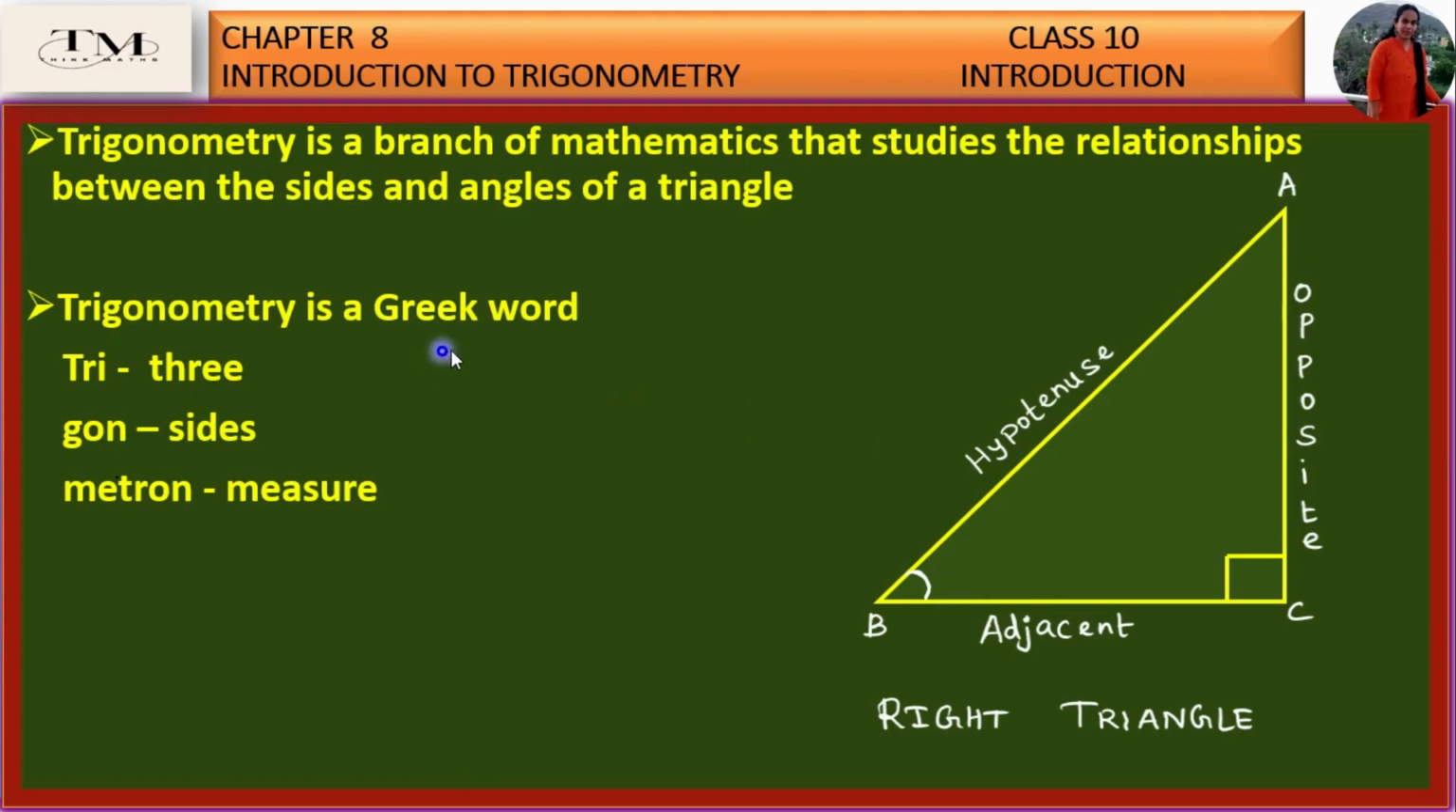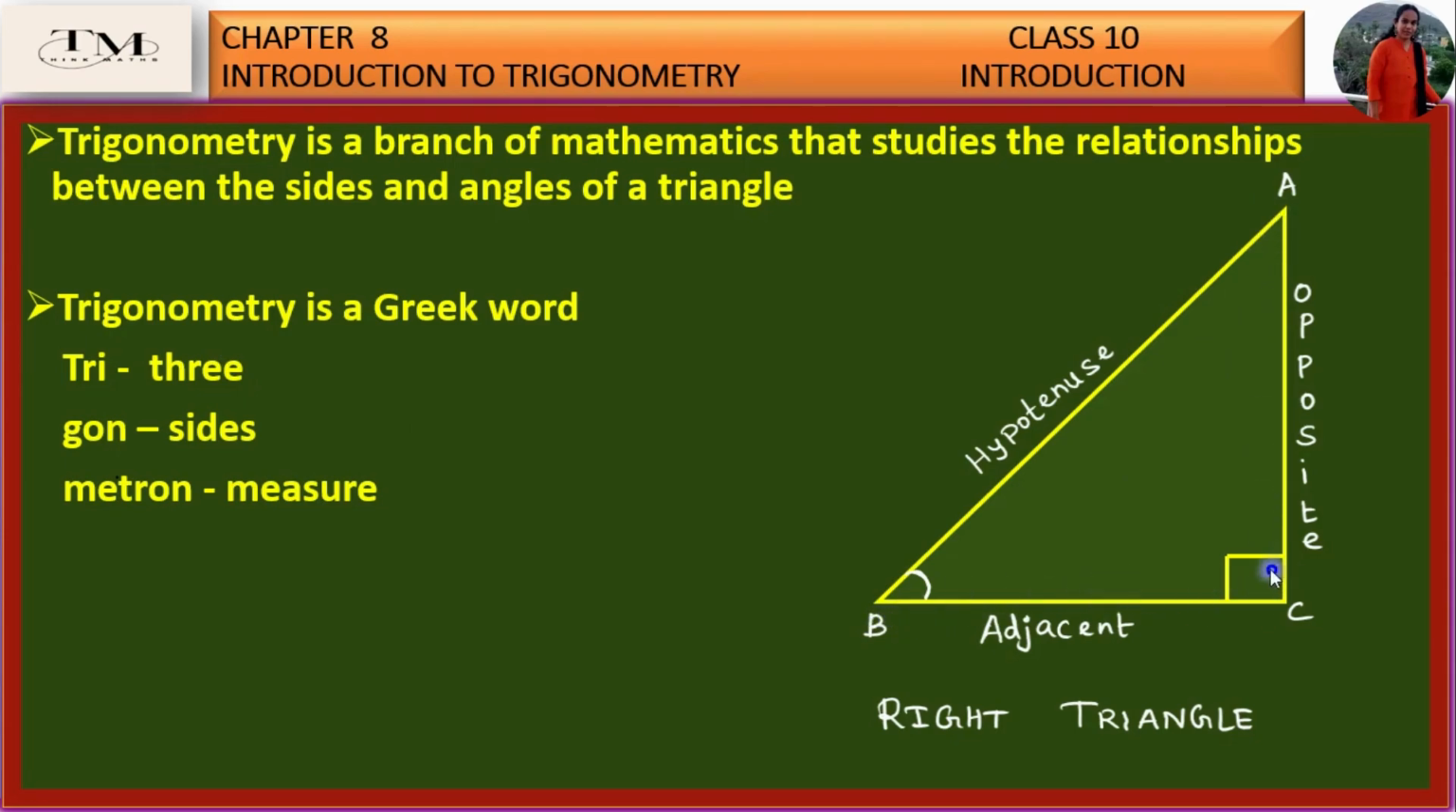Trigonometry is a Greek word. There are three Greek words, tri, gon and metron. What do you mean by tri? Tri means three. Gon means sides. Metron means measure. All these words make trigonometry. So it is nothing but three sides measure. The measure of the three sides makes trigonometry. Three enclosed sides make a triangle.